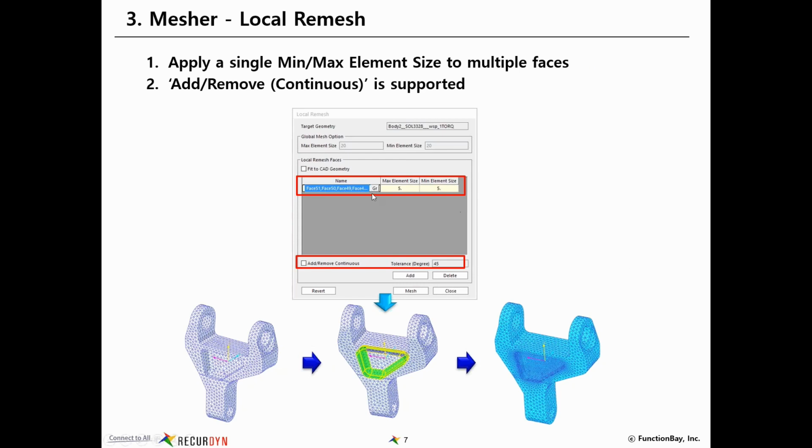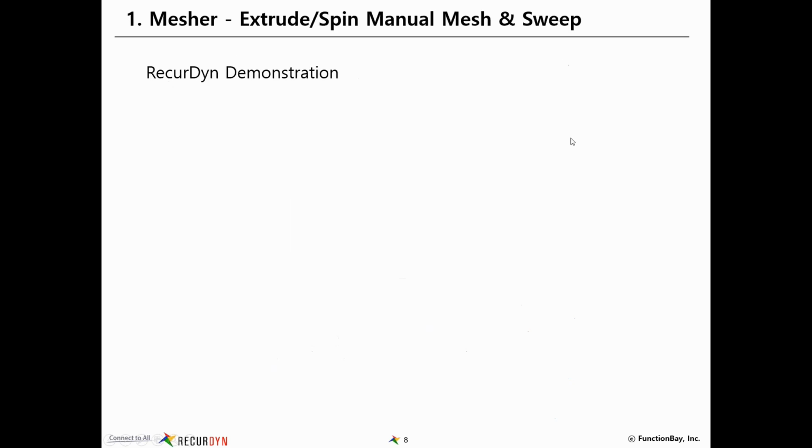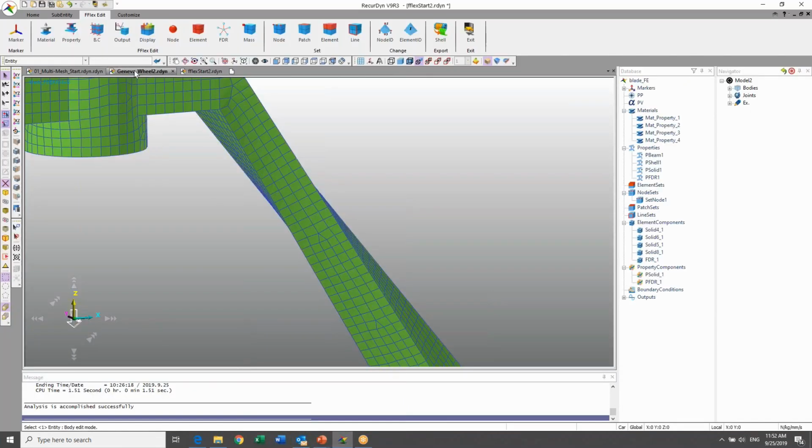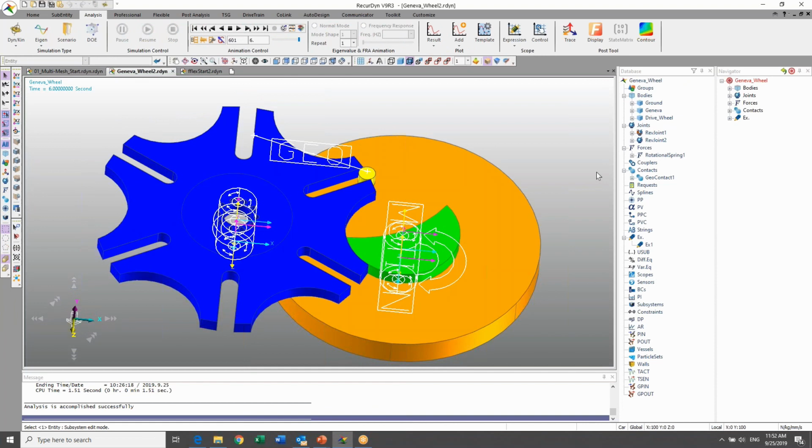Similarly, when you're adding these surfaces, it's very useful to use the add remove continuous option so that you can add multiple surfaces at the same time. I will go ahead and show how that works as well. I'm going to show the basic process kind of from the beginning, so you get an intuitive feel for how this works and how some of these new features play a role.